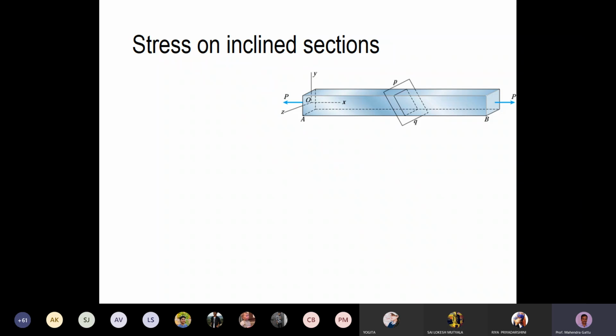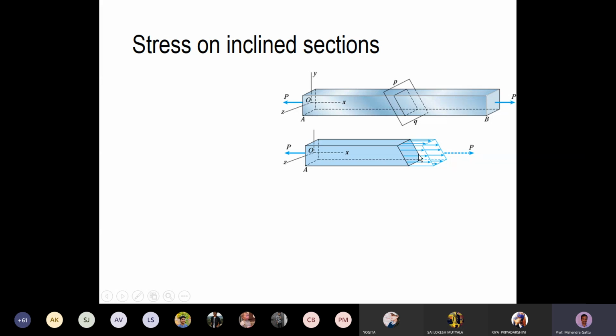So now what we'll do is we will look at the stress element on an inclined section. So we cut the cross section at an angle, and let's say this cross section has a normal. This normal makes an angle of theta with the x-axis. Once you cut the cross section, again there is a stress distribution on that cut area, indicated by these arrows, and this is also uniform. Why is it uniform? Because the resultant P passes through the centroid of this area, so the stress distribution is again uniform.